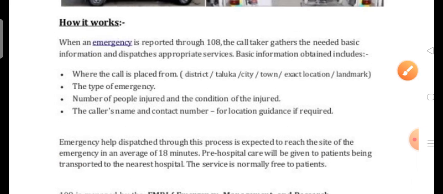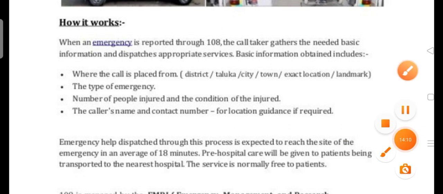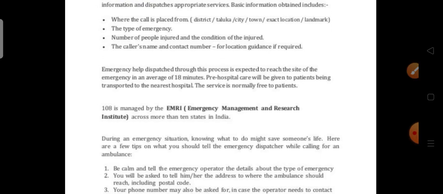When an emergency is reported through 108, these points are also necessary. If you make a call, you can write points like where the call is placed from, whether it came from the district, taluk and so on, type of emergency, number of people, contact number, everything they may take. That is the reason you can point it.